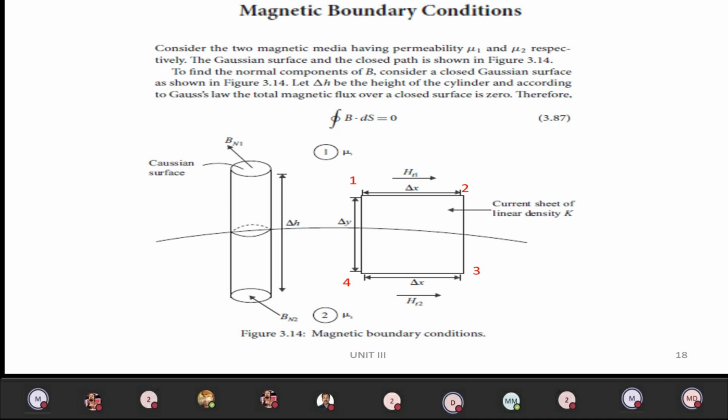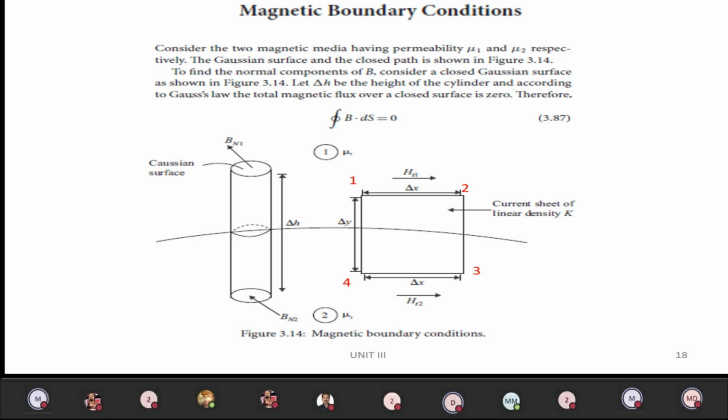The next one we can see is about the boundary conditions. Where we have seen in the dielectric concepts, now the magnetic boundary conditions. You will be having mu1 and mu2 here. There you had epsilon 1 and epsilon 2, two dielectrics with different permittivity. Here we have two magnetic materials having different permeabilities.